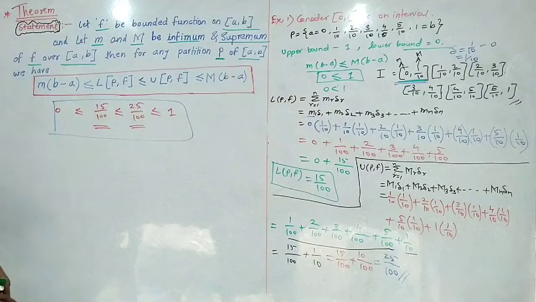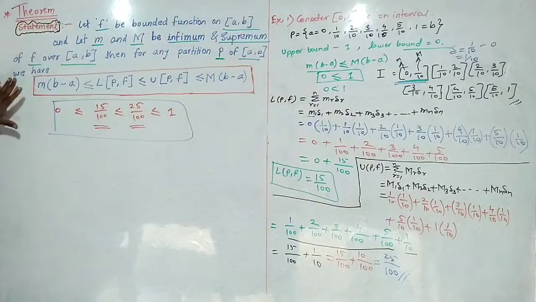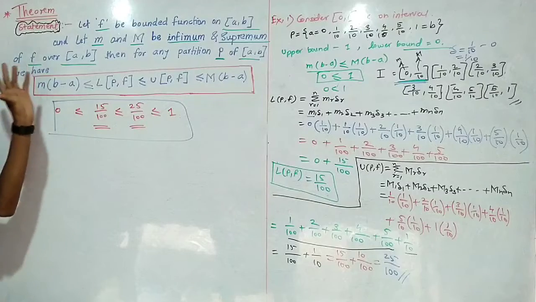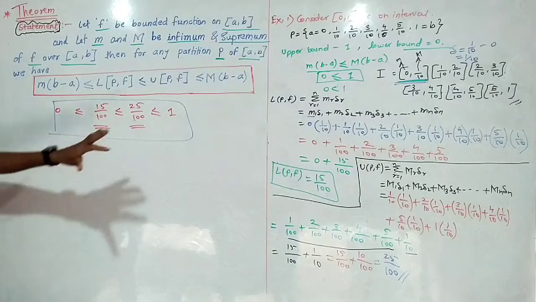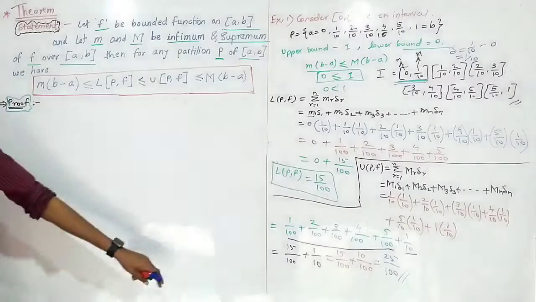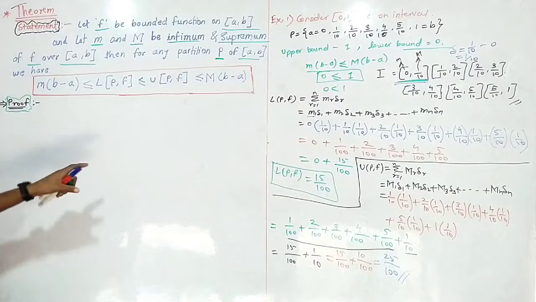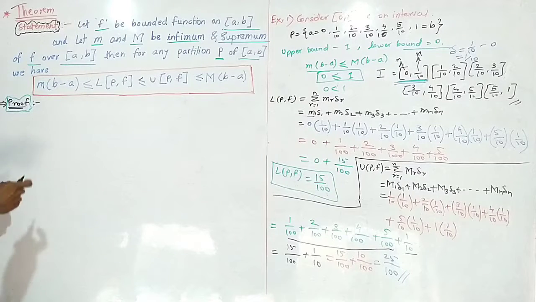Now we need to consider one by one. So here we consider partitions first. In this theorem also we need to consider a partition first, like x0, x1, x2, x3 up to xn is our partition. So like this we need to prove here also. After this example, hope you clear this concept. Now we will prove our theorem.